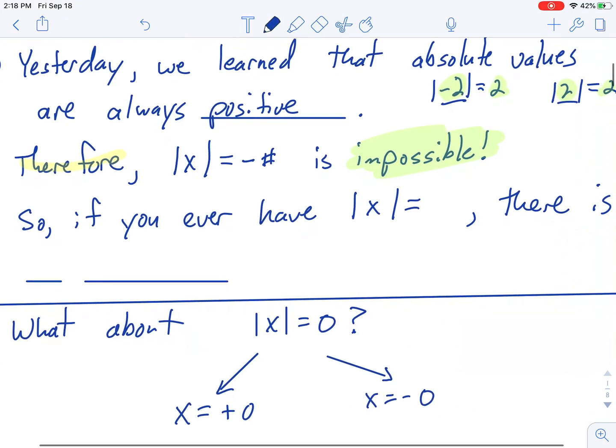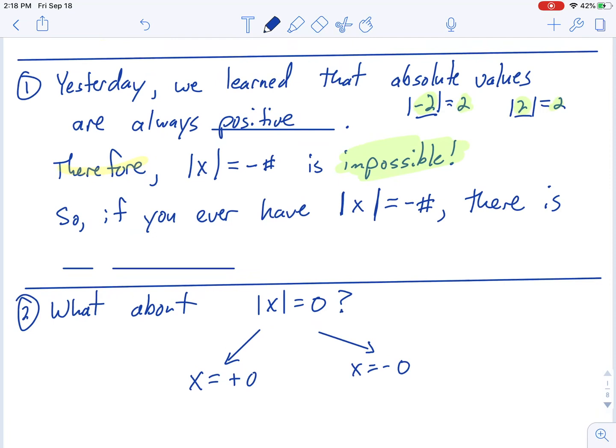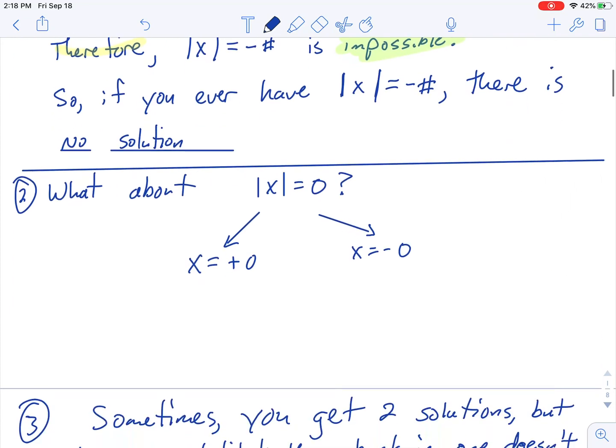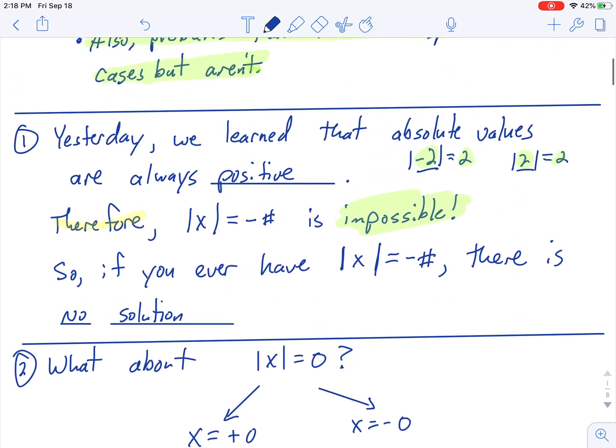What that means is, if you ever have the absolute value bars on one side of the equal sign and a negative number on the other side of the equal sign, there is no solution to that equation because the whole premise is impossible in the first place. So when we get to the examples, you'll see what that looks like. So an absolute value is always going to equal a positive number. When that happens, you work it out, you get two solutions. If it's equal to a negative number, that's impossible, so there's no solution.